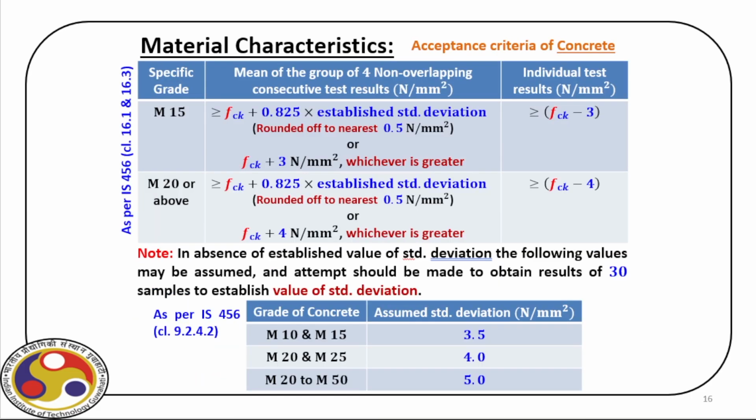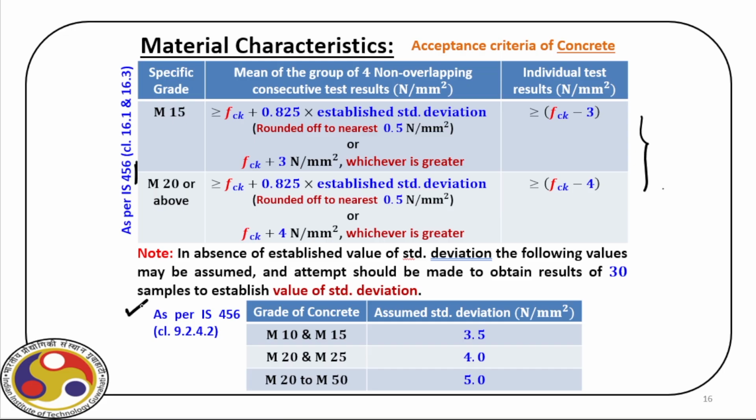Okay. Now, beyond that, there are some acceptance criteria of the concrete as per IS 456. You can see the clause numbers here, 16.1 and 16.3, and these are some of the guidelines which we strictly follow when we use different grades. But let us not go through the details. The only point to be noted is sometimes for our design estimations, instead of testing the cubes and finding out the standard deviation, we use codal provisions for that.